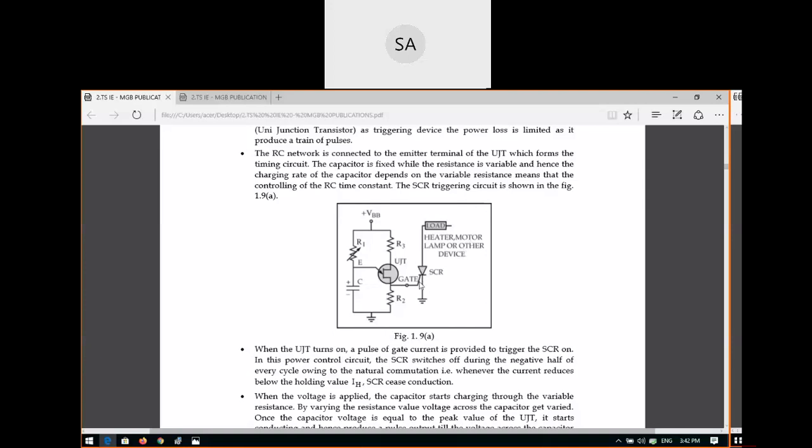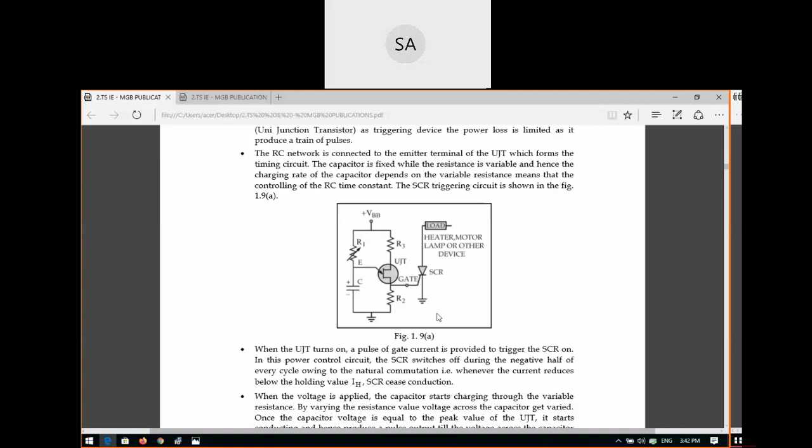So how much time delay does the circuit have? The time response or time delay will be decided by two factors: R1 and C. The RC components decide the time constant. If the time constant is more, that means you make a delay in switching on the SCR.